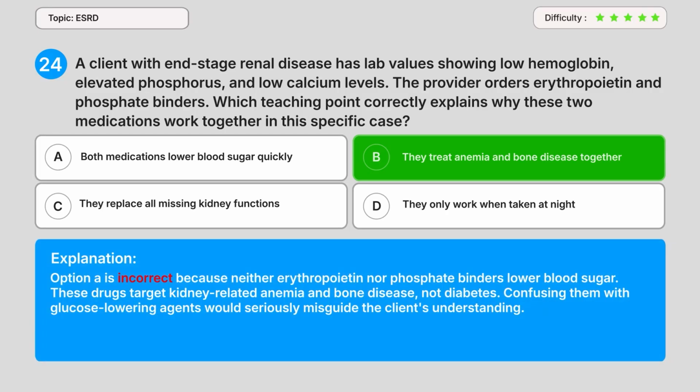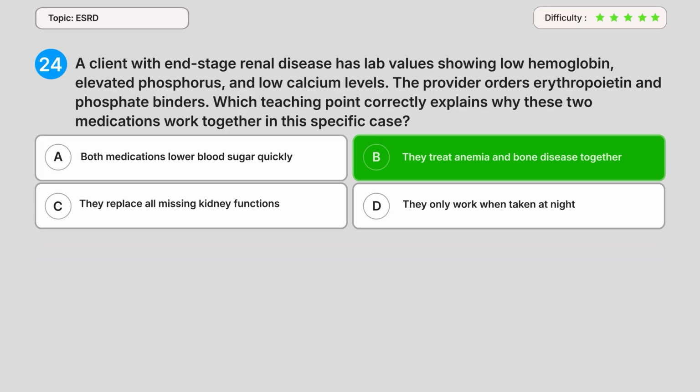Option A is incorrect because neither erythropoietin nor phosphate binders lower blood sugar. These drugs target kidney-related anemia and bone disease, not diabetes. Confusing them with glucose-lowering agents would seriously misguide the client's understanding.